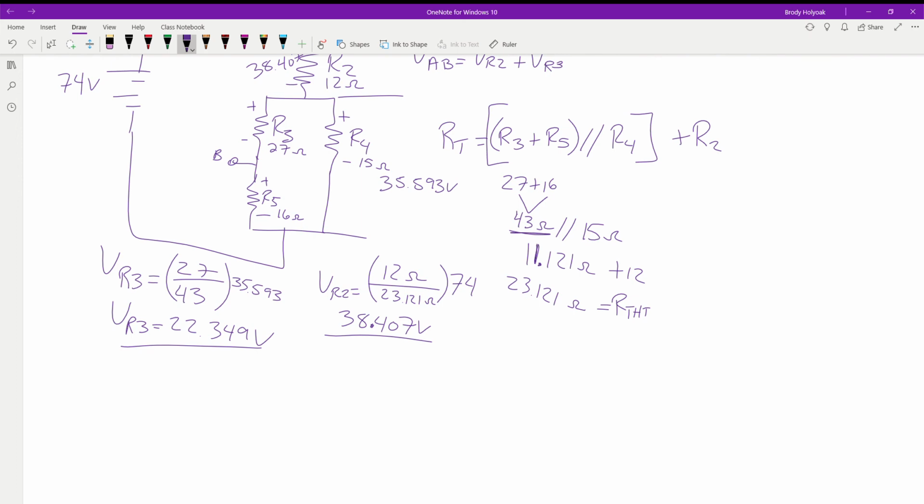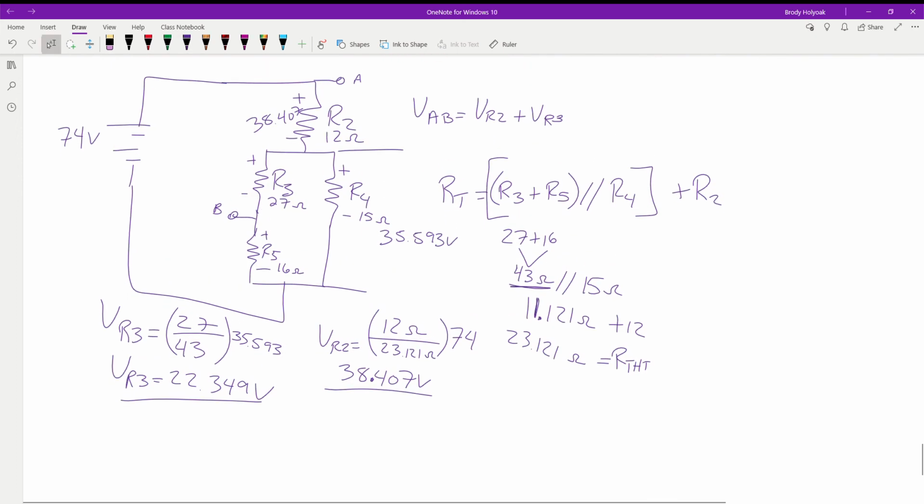Yep. Because we come back and look, the voltage we're trying to solve for is VAB, which is R2 and R3. We don't care what the voltage is across R5. We know how much is going to be there. It's going to be the rest. So another 13 volts and change. We don't care. All we want is these two. So yes, VR2 plus VR3 is going to give us our VThevenin.